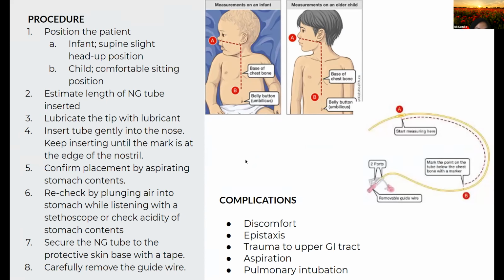And then secondly, we need to estimate the length of the nasogastric tube inserted. We can do this by measuring the tube from the bridge of the nose towards the earlobe and then down to the point between the lower tip of the sternum and also the umbilicus. And then we mark the point with a tape or a marker to ease the insertion process.